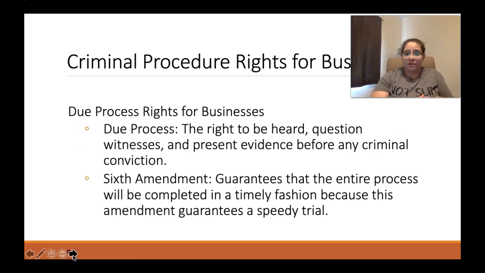Businesses are entitled to due process of law. Okay, so the Sixth Amendment, businesses have the right to a speedy trial, same as regular old folk do. You have the right to due process, so the right to be heard, the right to question witnesses, the right to present evidence on your own behalf, the right to utilize the court to subpoena or force people to come in to testify on your behalf if they have something that could provide exculpatory evidence or evidence that shows that you're not guilty.